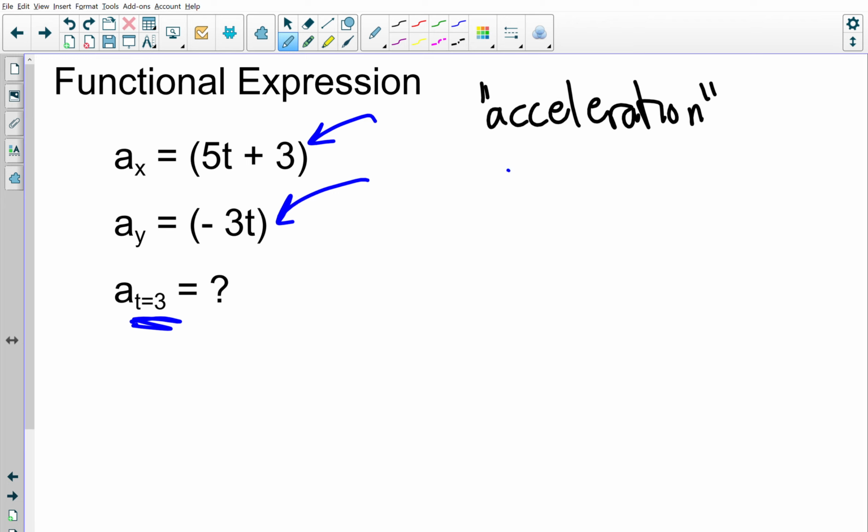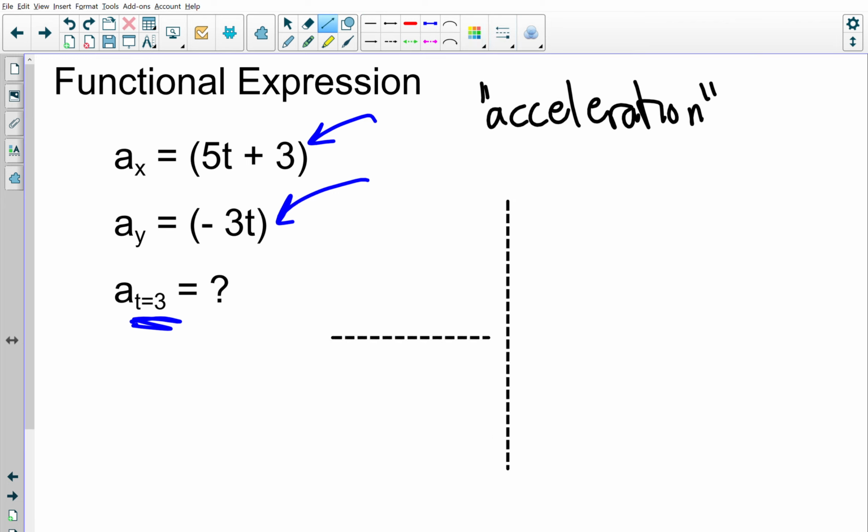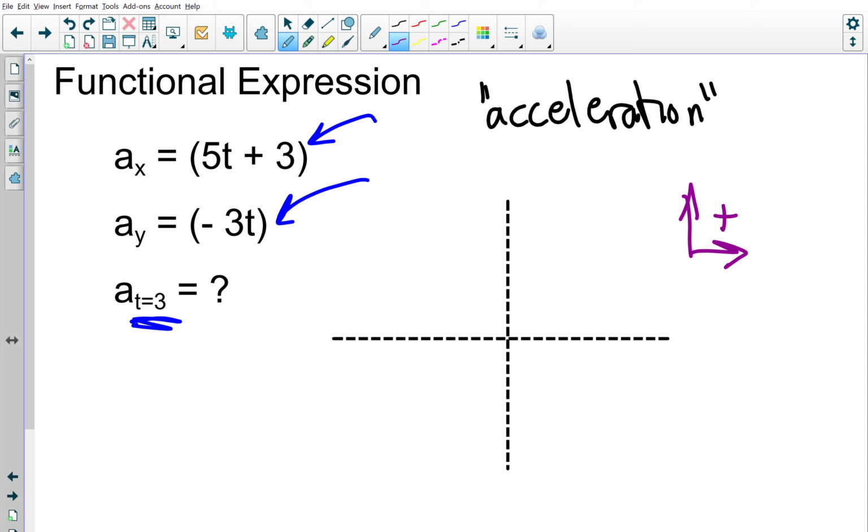Step 1, draw your axes. I don't like those axes. Make them straight. Here we go. Step 1. Is it dashed? Good. Draw your axes. There's one. There's the other one. Step 2. Define positive. I'm going to call this way and this way positive.